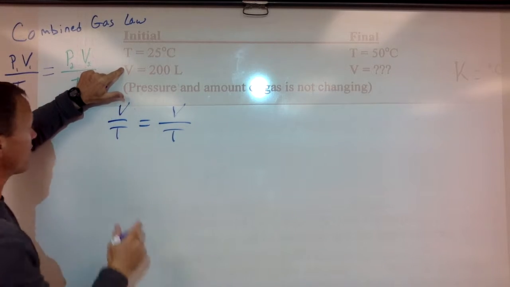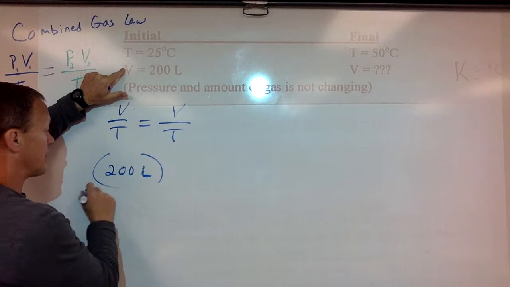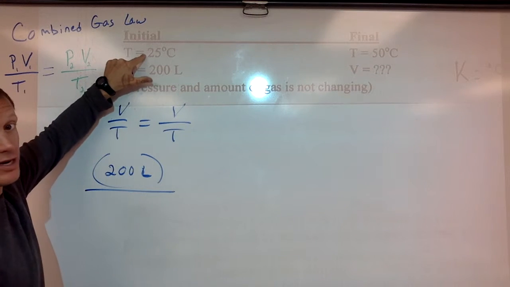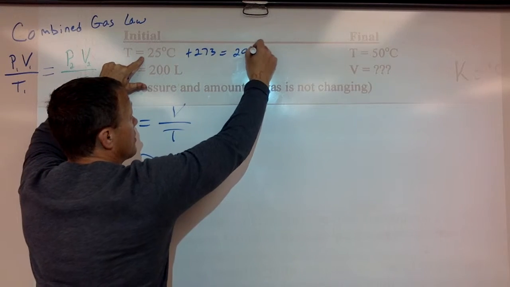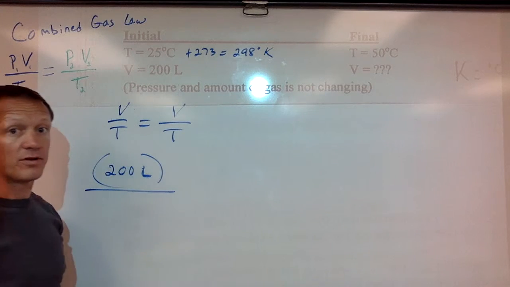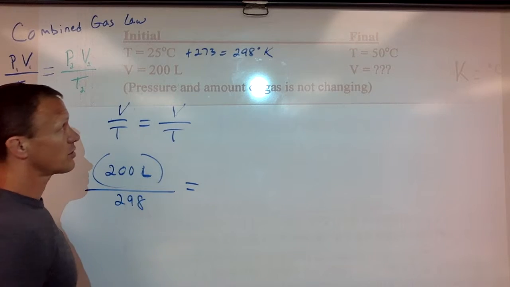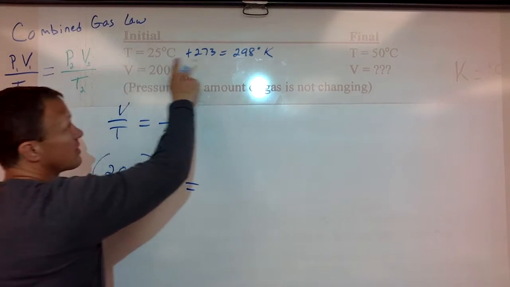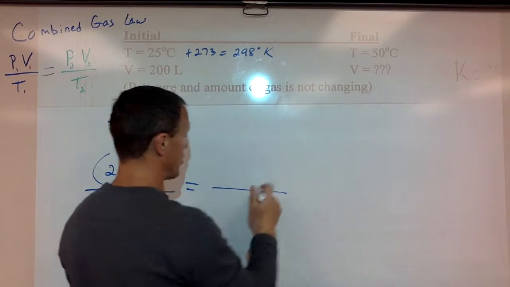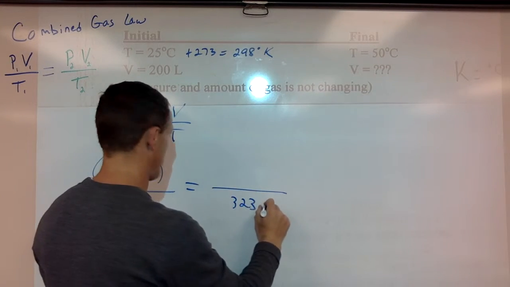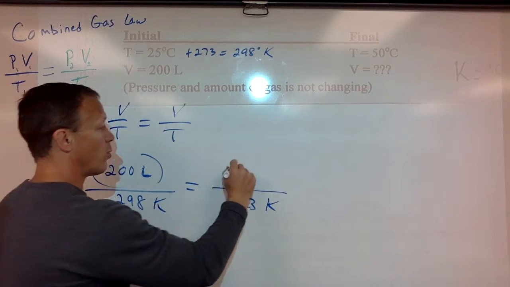So we have this volume, 200 liters, at a temperature of 25 degrees Celsius. Remember, we have to change that into Kelvin. So plus 273 equals 298 Kelvin. Equals, if we increase the temperature to 50 degrees Celsius, which is 273 plus 50 is 323. So our temperature is that temperature in Kelvin. What is our new volume?